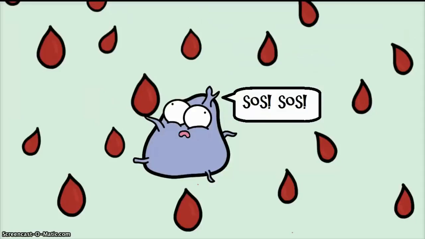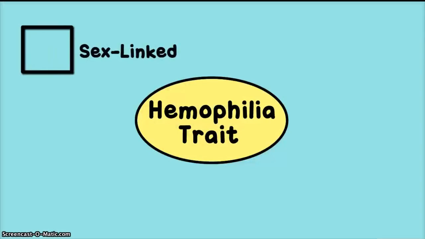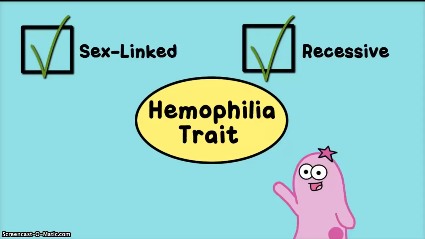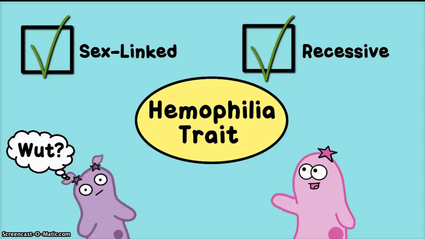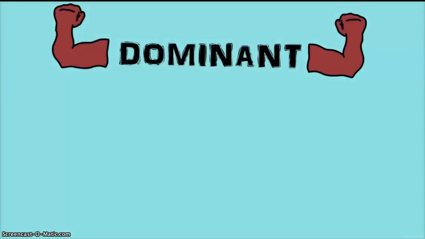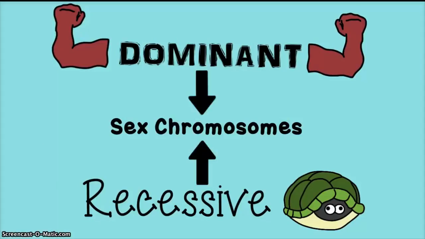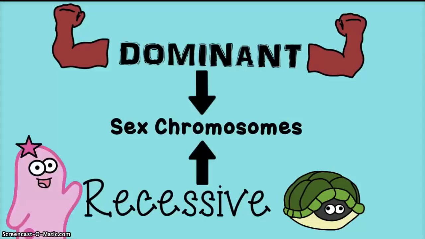Although it wasn't always that way. Hemophilia is a sex-linked recessive trait, which means it's different from the basic Mendelian genetic problems. What do I mean by that? Well, we still use the terms dominant and recessive for alleles, but this time, because it's sex-linked, the alleles are on sex chromosomes. This is the case with sex-linked traits.